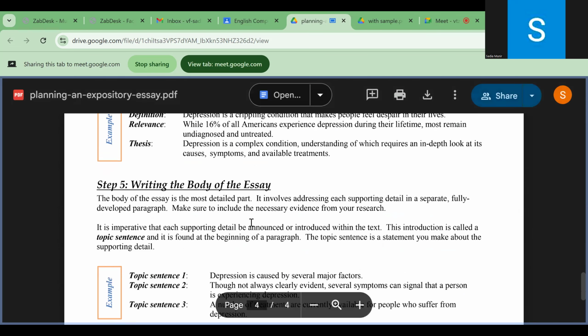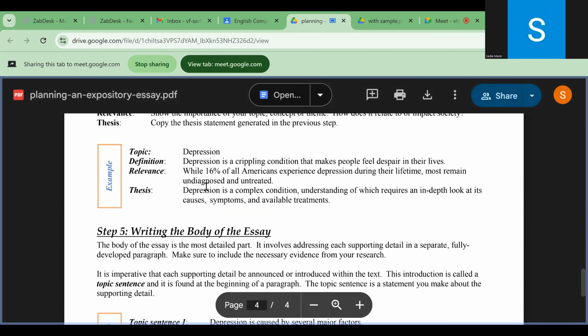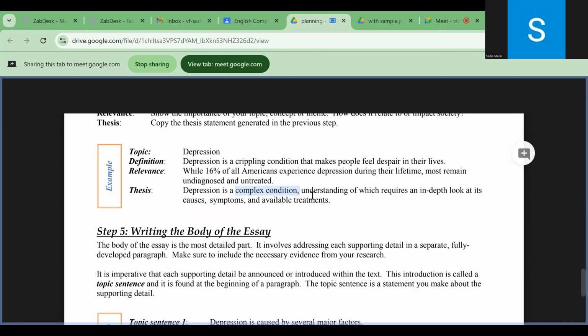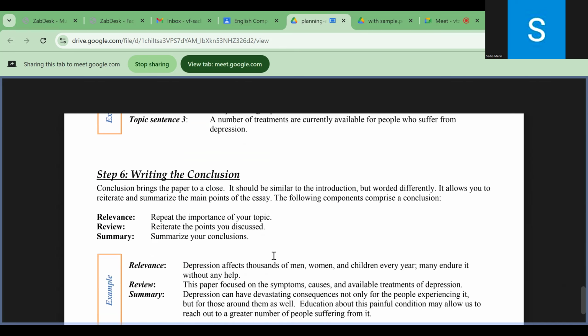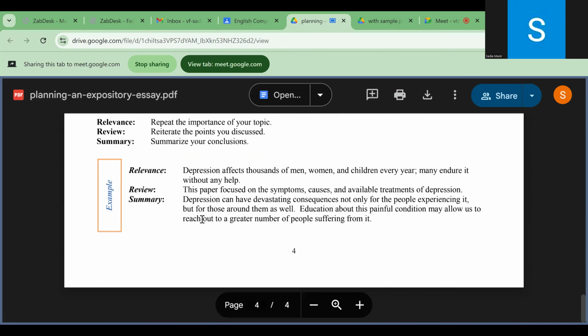ये भी हमने introduction में claim किया था. We claim the same thing in the introduction. ये देखिए हमारे thesis statement में, और वही हम conclusion में दोबारा restate करते हैं.